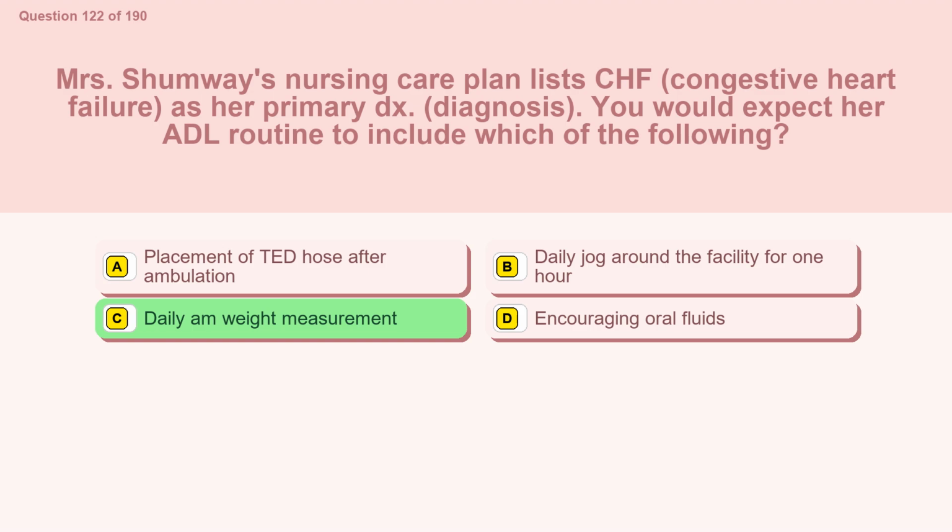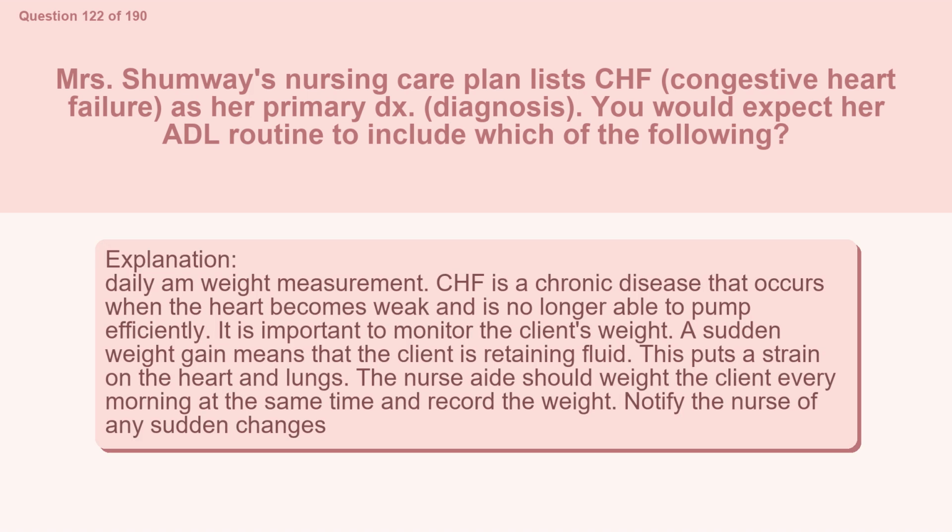The correct answer is option C, daily weight measurement. CHF is a chronic disease that occurs when the heart becomes weak and is no longer able to pump efficiently. It is important to monitor the client's weight. A sudden weight gain means that the client is retaining fluid. This puts a strain on the heart and lungs. The nurse aide should weigh the client every morning at the same time and record the weight. Notify the nurse of any sudden changes.